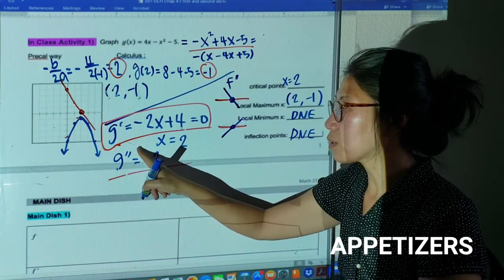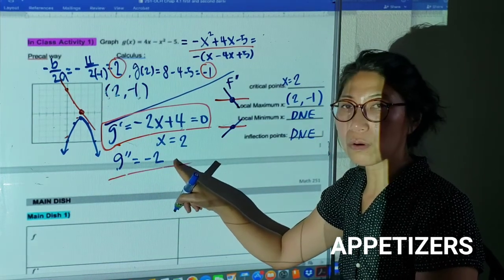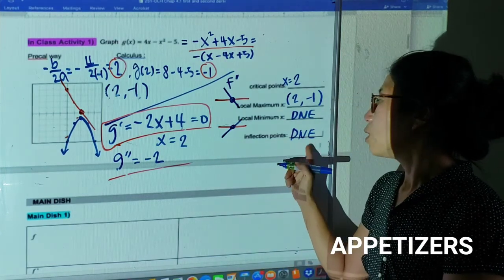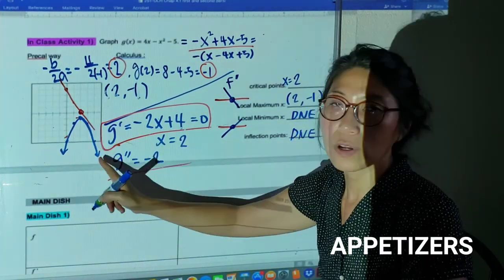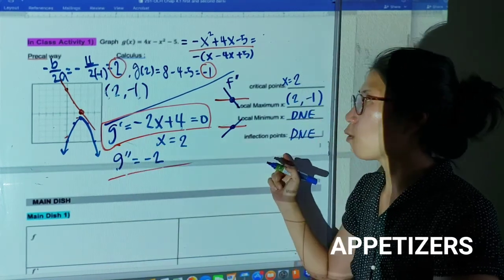So I took a second derivative, which is negative 2. Is that equal to 0? No. So we do not have an inflection point, which means when you look at concavity, it does not change. So it all makes sense to you, right?